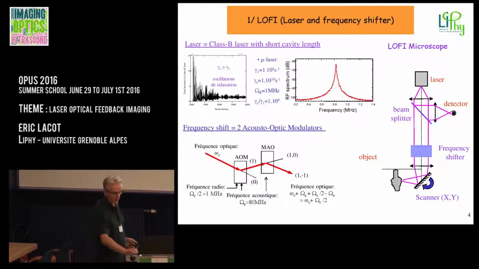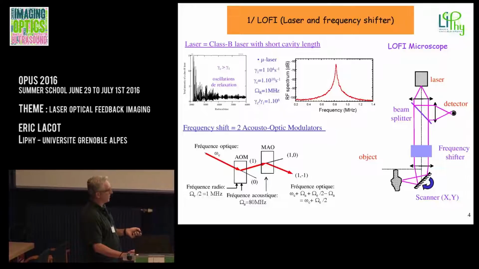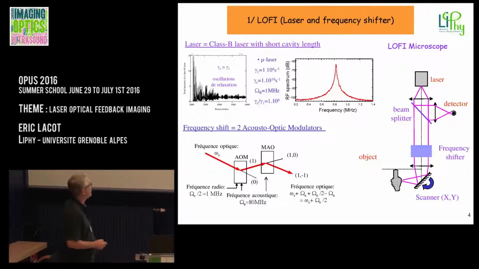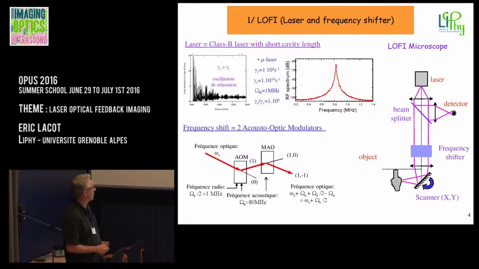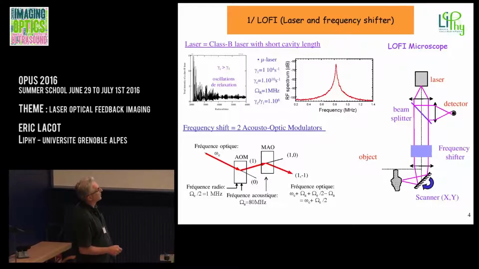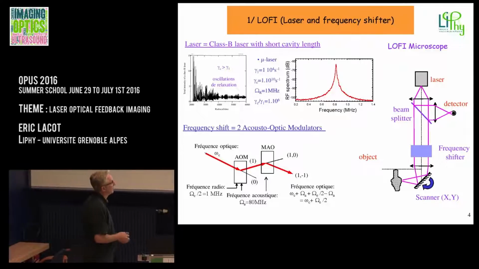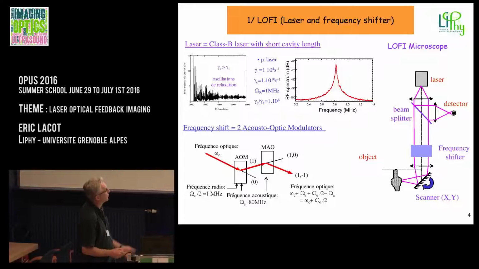The second thing is to use a frequency shifter, and our frequency shifter is composed of two acousto-optic modulators. The first one has an acoustic frequency of 80 MHz, and the second one 81 MHz, to obtain a frequency difference of 1 MHz, and this frequency is near the resonance of our laser dynamics. We can tune this frequency, and most of the time we work very near the resonance of the laser dynamics. So two things, a laser and a frequency shifter, to build a Lofi microscope.